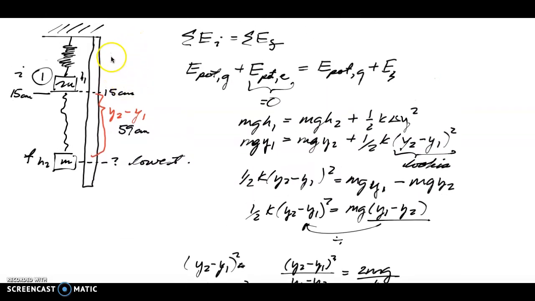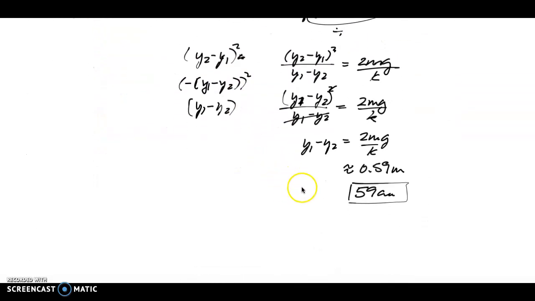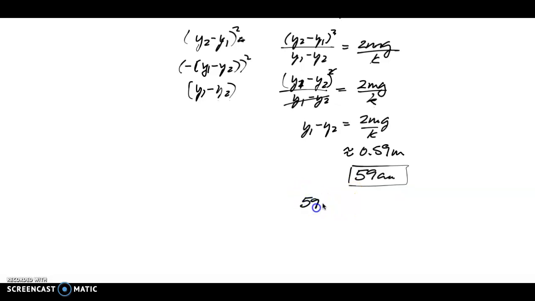So you have to then add this difference, which is your 59, to this, which is your 15. So then what you do is 59 plus the 15 centimeters, that's going to give you your 74 centimeters. There you go. That's how you do that one.